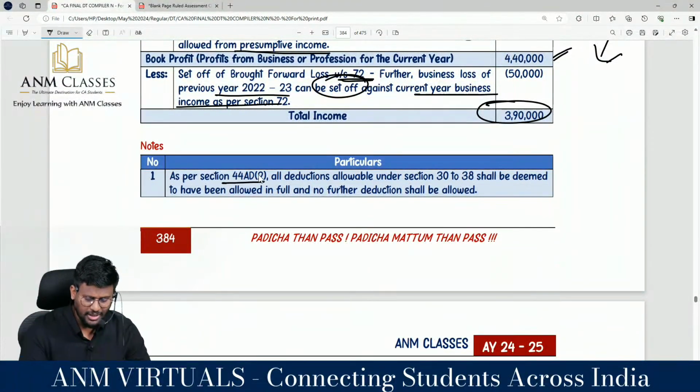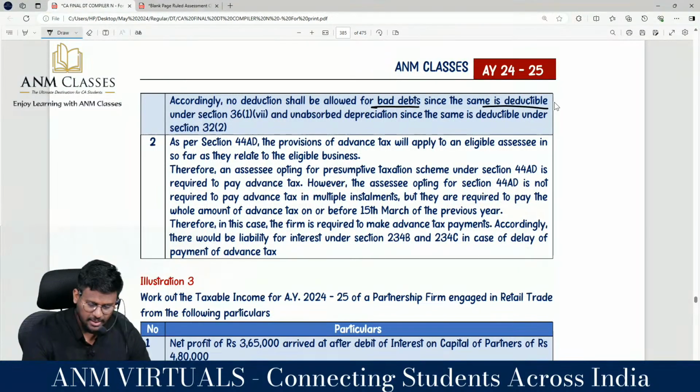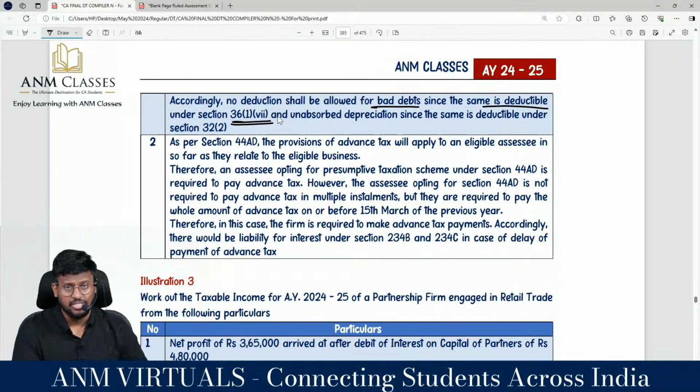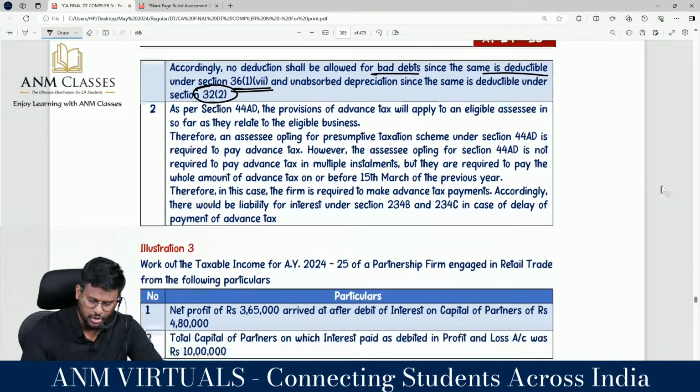As per 44AD subsection 2, all deductions allowable under 30 to 38 shall be deemed to have been allowed in full and no further deduction shall be allowed. Accordingly, no deduction shall be allowed for bad debt since the same is deductible under 36 subsection 1 clause 7, because that is not allowed. As per the presumptive taxation route, we all know that it will be deemed unabsorbed depreciation has been allowed, since the same is deductible under 32 subsection 2.